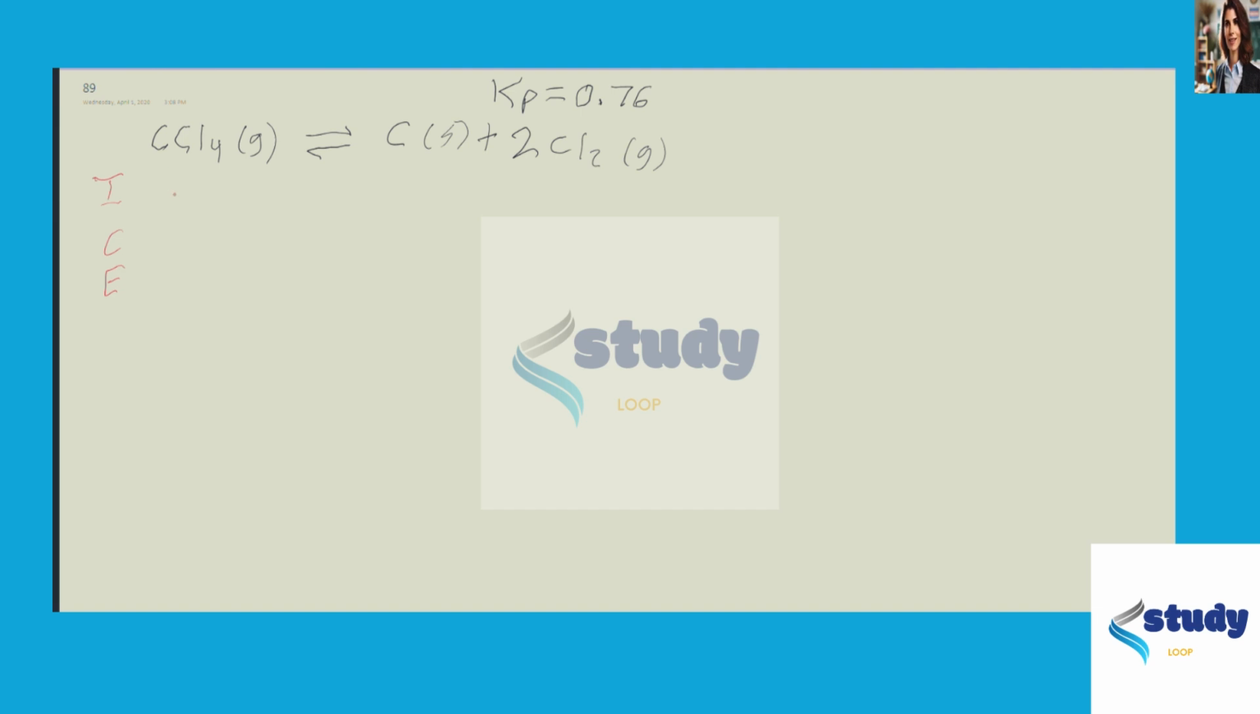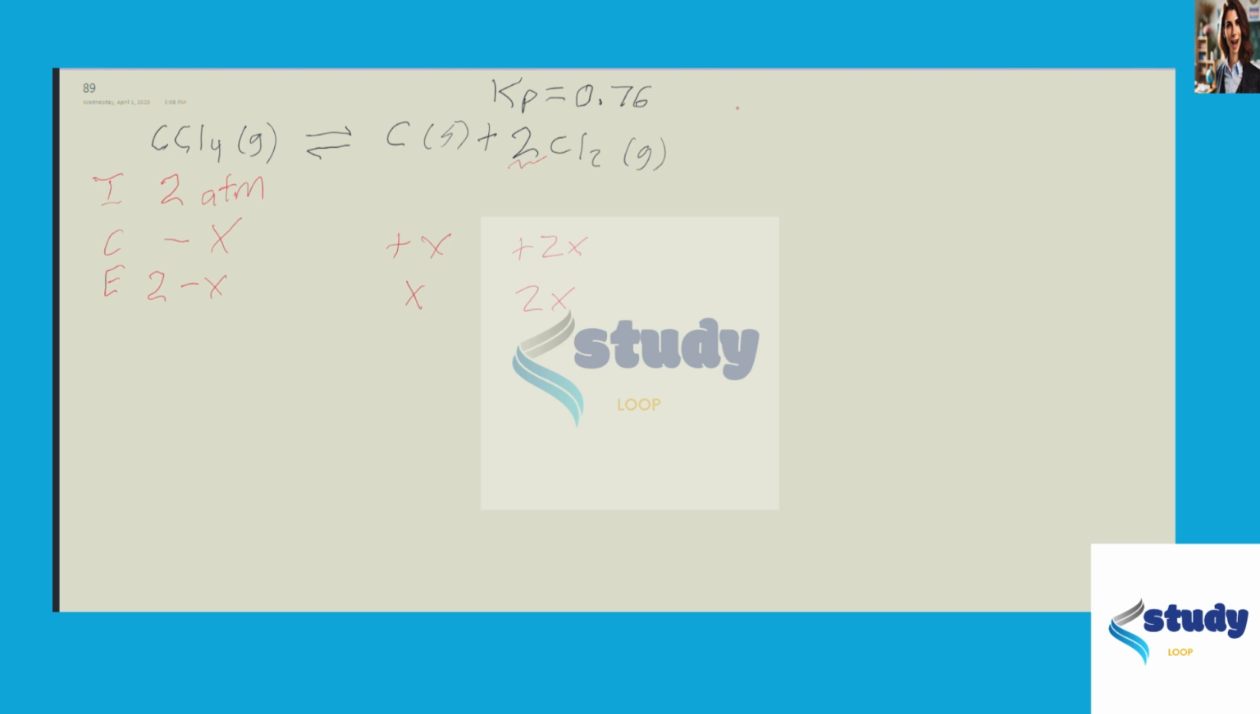We are told that we have 2 atmospheres of CCl4 to begin with, so we are going to lose some of that, gain solid carbon, and gain 2 equivalents of Cl2 because of its stoichiometric coefficient here. That will give us 2 minus x of CCl4 at equilibrium, x of C, and 2x of Cl2.